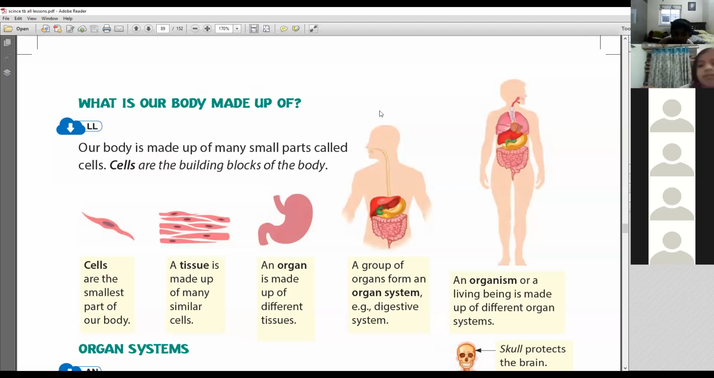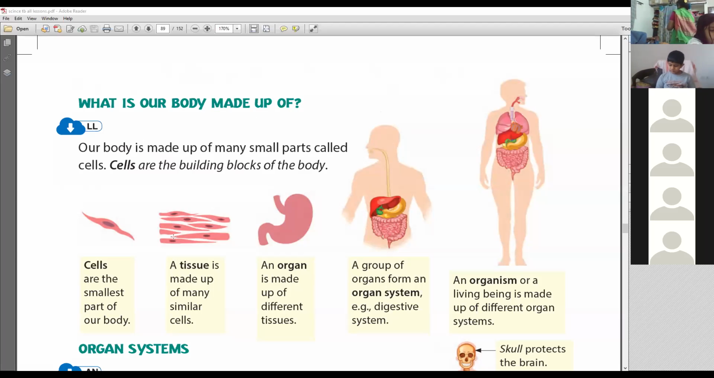Put the finger on the first word. Wherever I am reading, move your finger from that word. Okay. Did you understand? What is our body made up of? Our body is made up of many small parts called cells. Cells are the building blocks of the body. Please maintain silence when I'm reading.